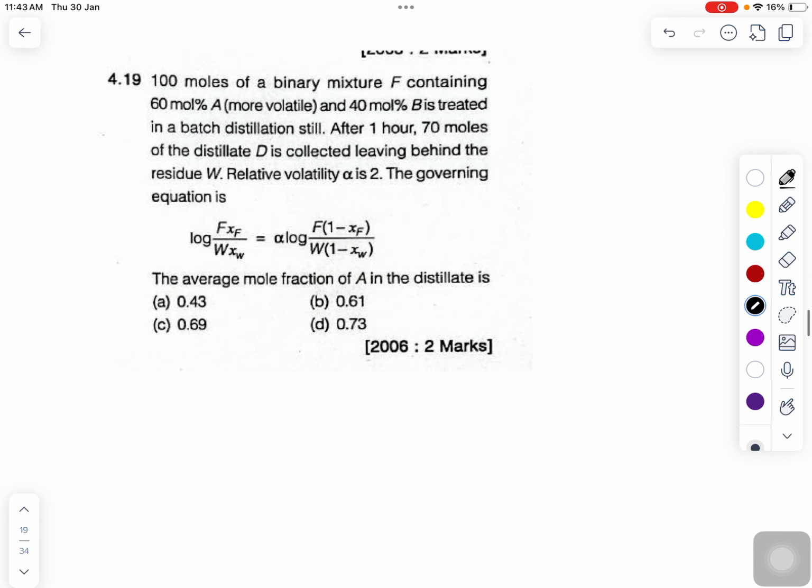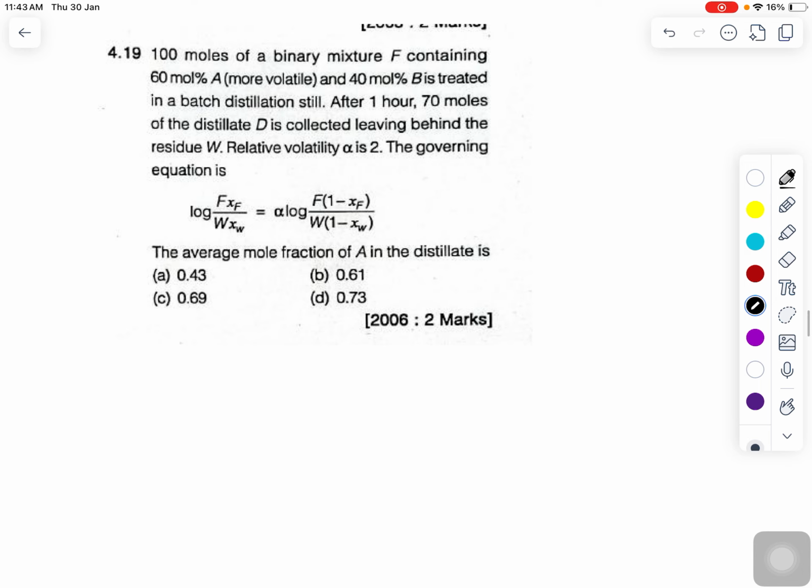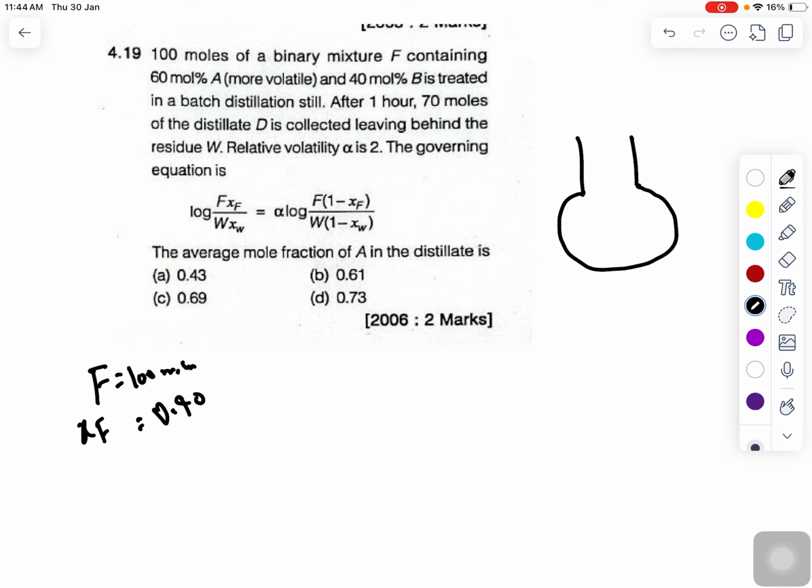After that I'll be moving towards the next problem, and the question says that 100 moles of binary mixture of F. So let's say you have a batch distillation unit here. In the batch distillation unit 100 moles of binary mixture F was there. So let's say F was 100 moles initially, and 40% XA, so 0.40, let's say XF. The composition of feed is given as XF, and treated in the batch distillation unit. After 1 hour 70 moles of the distillate D is collected. So D was 70 moles, and the relative volatility alpha is also given to you as 2.